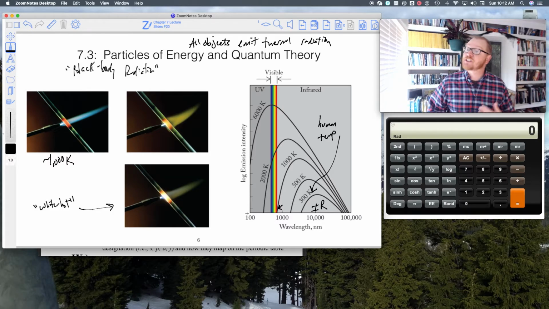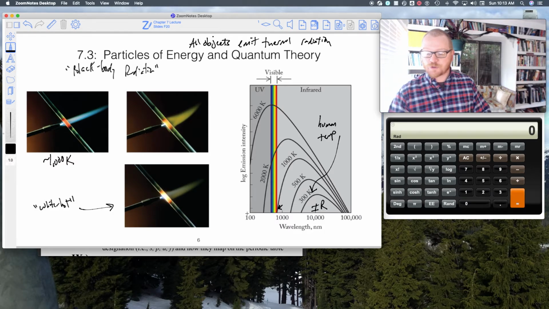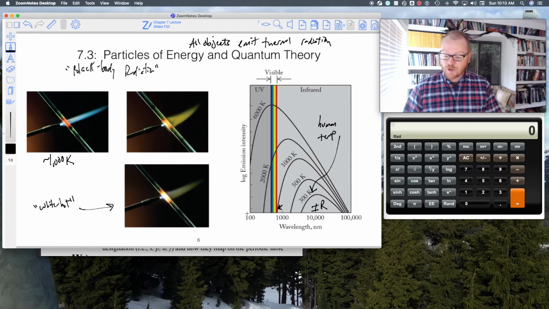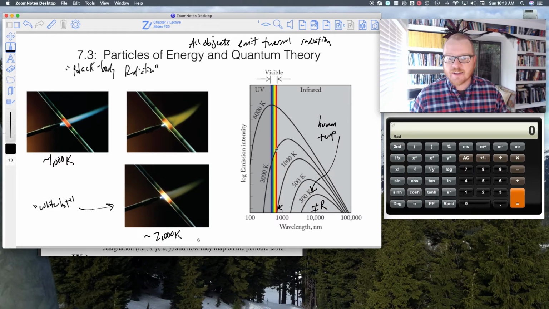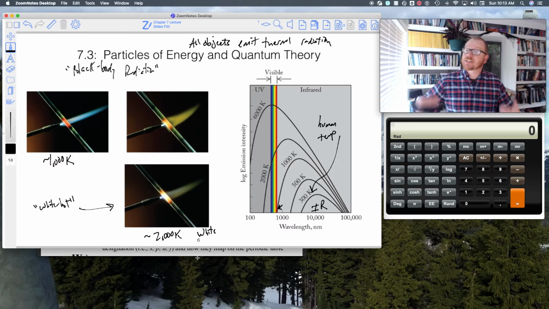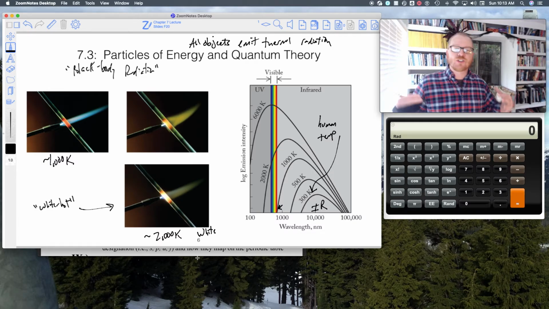Or think about your electric stove, right? When you turn that thing on and it starts glowing red, that's because it's like 1,000 degrees. And now you notice here, when you get it even hotter, let's say around 2,000 degrees, look, it's emitting all of the visible wavelengths. And because it's emitting all of the visible wavelengths, it appears white. It's got all of the colors. So this is the origin of the term white hot. Something is so hot, it's emitting all of the wavelengths.